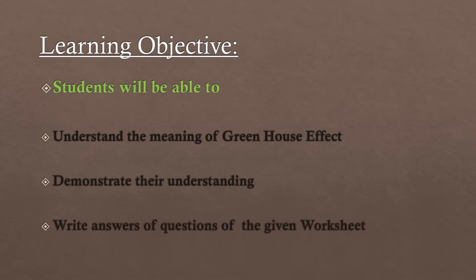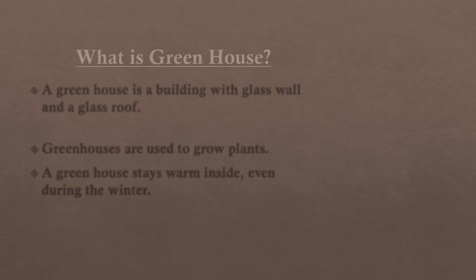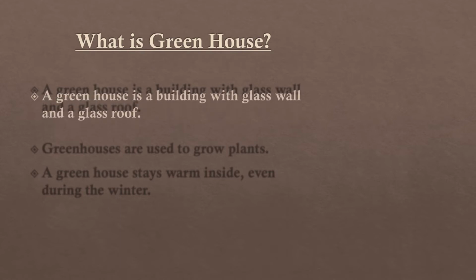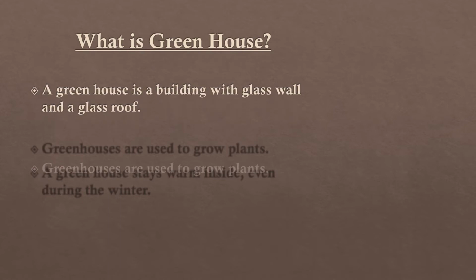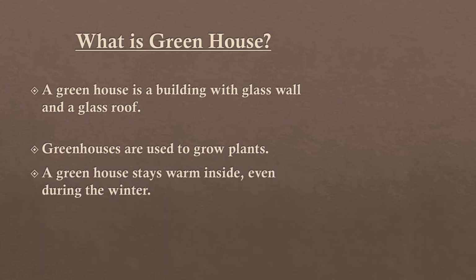Dear students, before we proceed, I want to ask a question: what is a greenhouse? Yes, brainstorm and come up with answers. Take your time and recall. Well, students, what is a greenhouse? A greenhouse is a building with glass walls and a glass roof. Greenhouses are used to grow plants. A greenhouse stays warm inside, even during the winter.